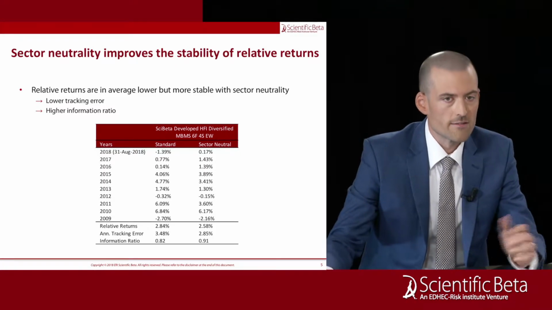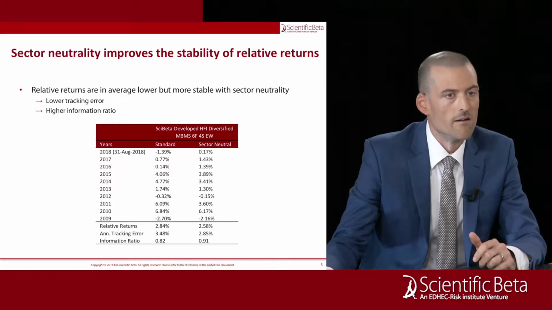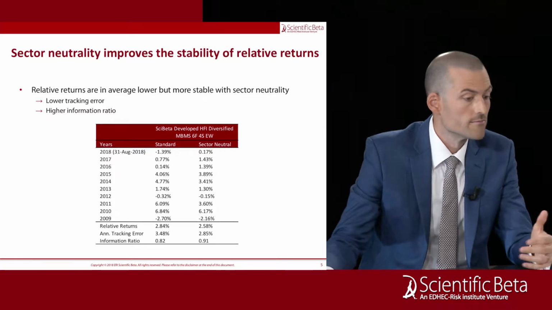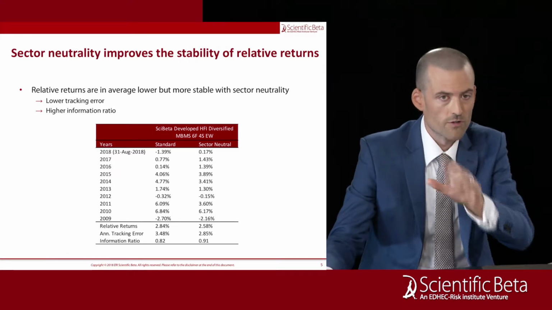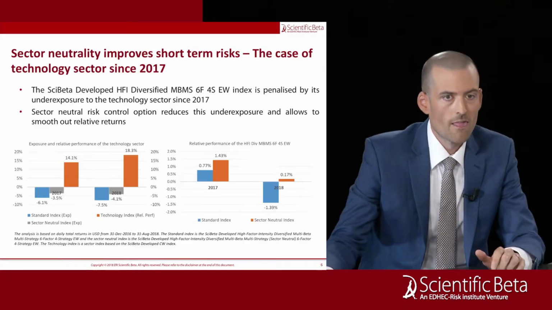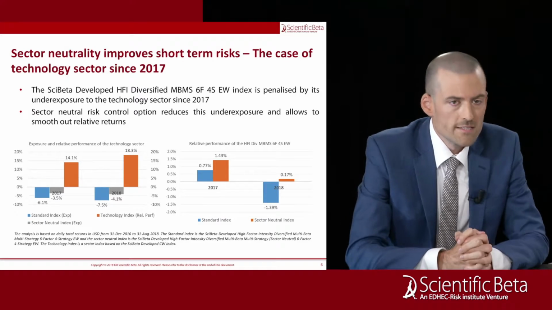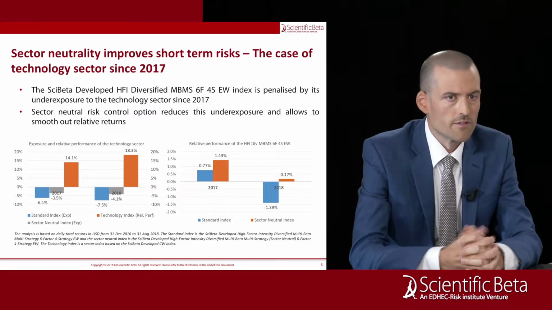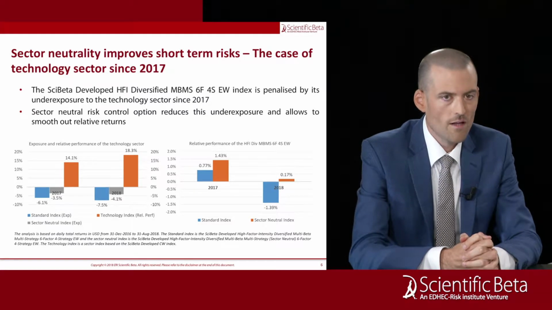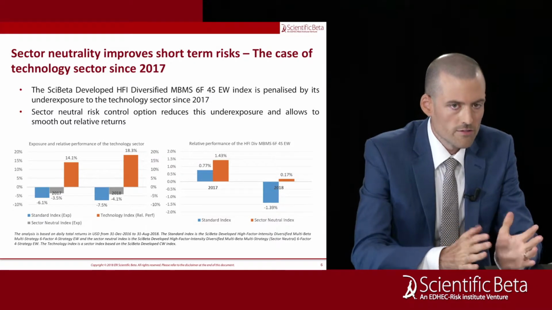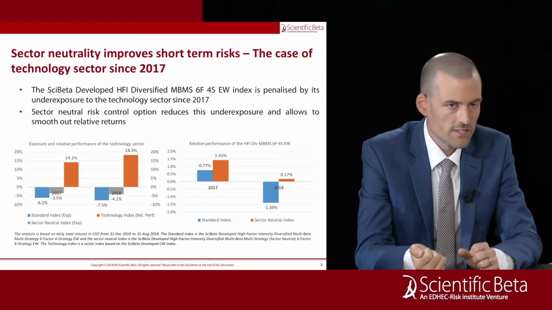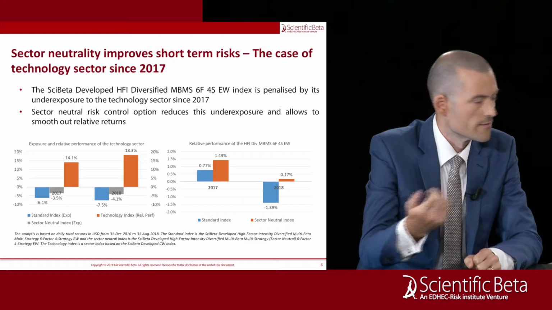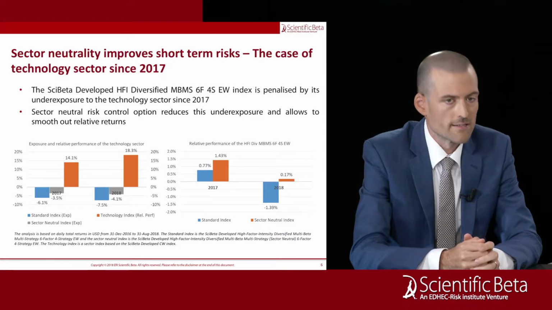Now, as you said, the last few years have been marked by some outperformance of the technology sector. And I want to focus on the last 2 years. So in this slide, we show the performance of the Psi Beta, our flagship index. And on the first graph on the left, we show the exposure of the technology sector of the standard index and the sector neutral index.